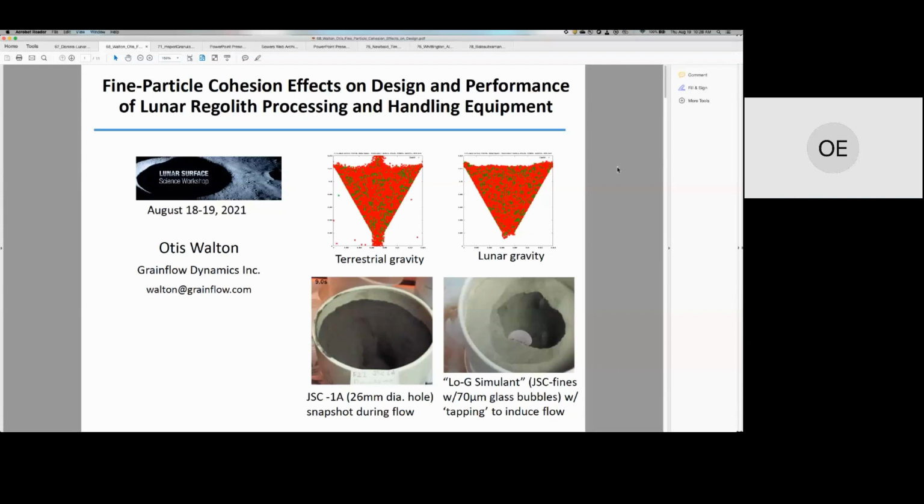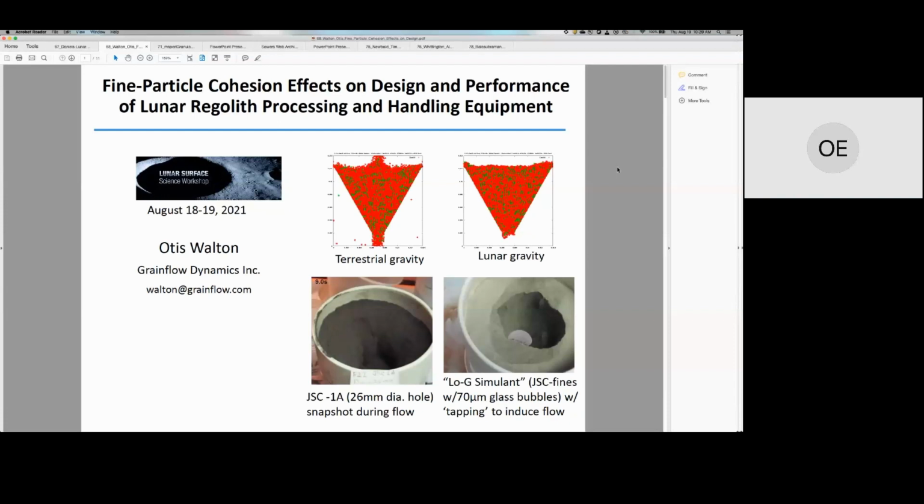What we did is we took the JSC1A, sifted out all of the coarse material, 50 or 70 micron and above, and replaced it with 70 micron glass bubbles. It had a density of 0.12. So we lowered the rho g h. We lowered the density of the regolith by a factor of 6. But we kept all of the fines from the JSC1A, so it had all the same cohesive properties.